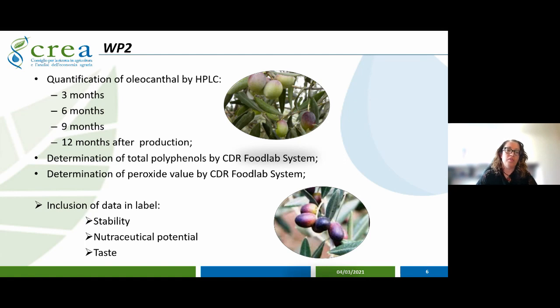and 12 months from production. We also determined the total polyphenols by the CDR Food Lab system, and we determined the peroxide index by CDR Food Lab system. The inclusion of the obtained data in a bottle label can give the final consumer additional information about the consumed oil, about the stability, the nutraceutical potential, and also on the taste of the oil.